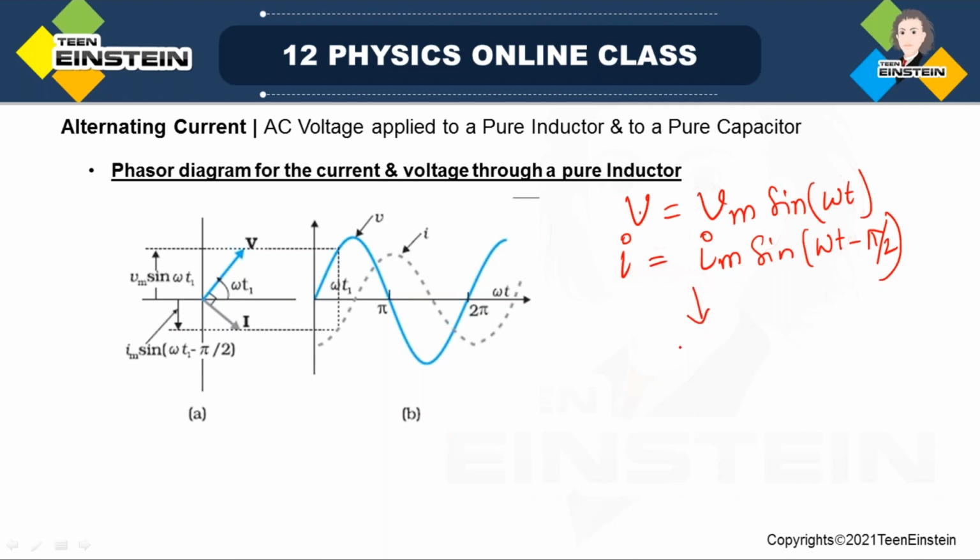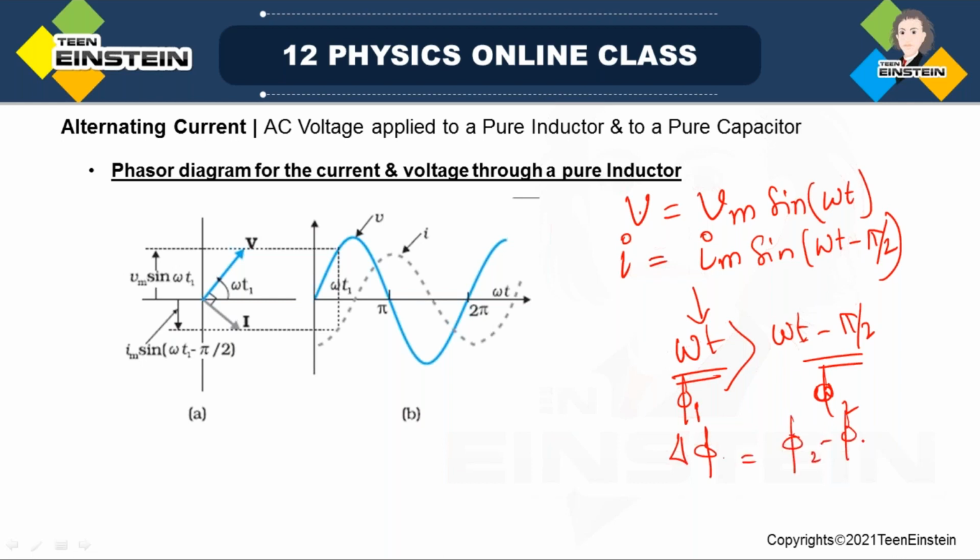See, omega t is greater than omega t minus pi by 2. That means your voltage is ahead of your current. And what is the phase difference between them? If you take the difference, suppose this is phi 1 and this is phi 2, the phase difference delta phi is equal to phi 2 minus phi 1, that will be pi by 2. So this is the phase difference between the signals, voltage and current.